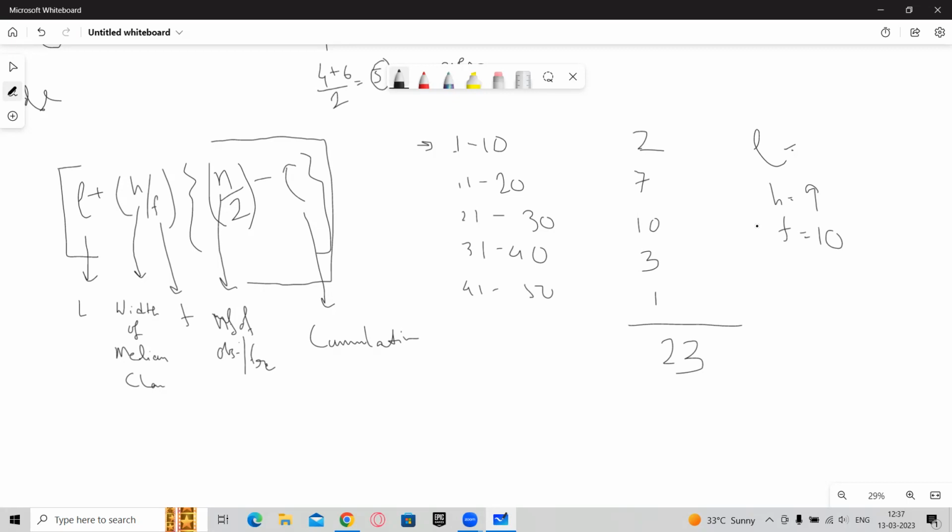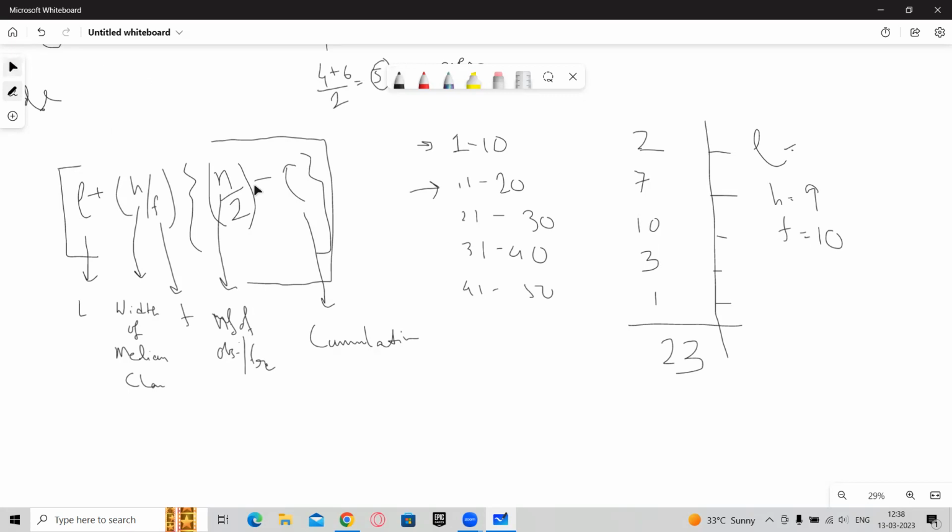Sir, why is H 9? H is 9, I'm considering it as the width. I'm also confused about which one is represented here as the frequency. Okay, if H is 9, then frequency should be 2 divided by 23. It would be a hell of a lot of calculation. Okay, there should be one frequency table there.